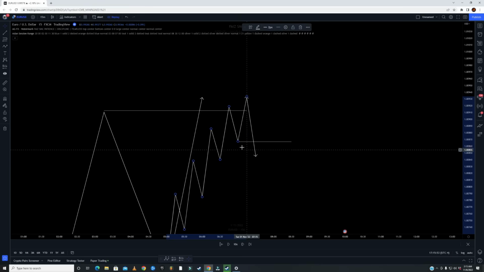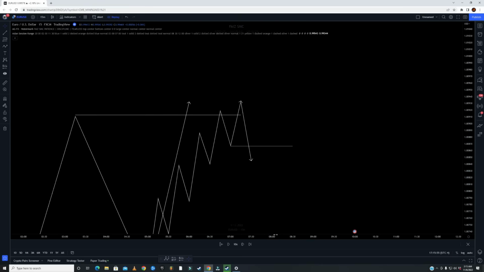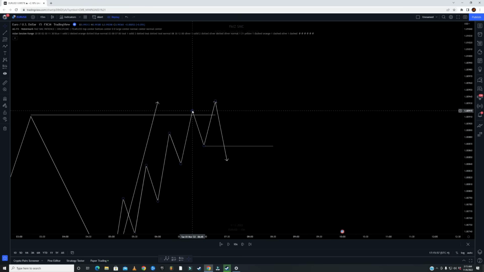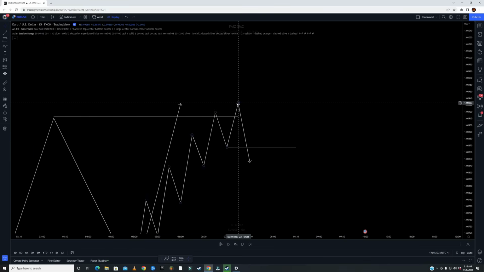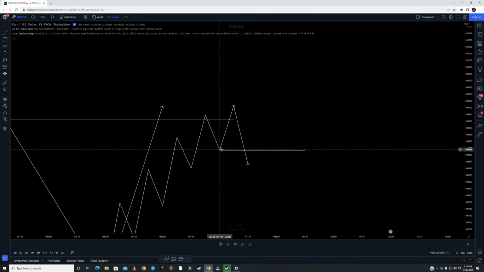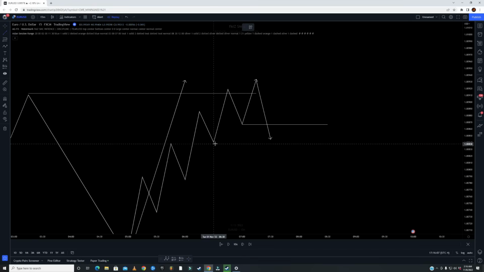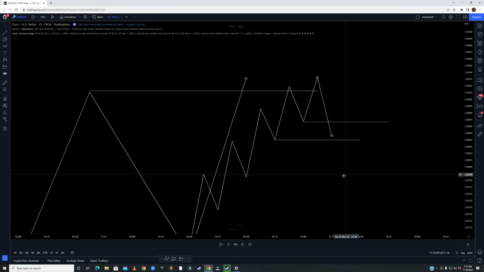This is not a valid structure. Why? Because it came back after taking out the liquidity, and then it made another high. For me, this is not the structure. I want to see a break of this structure that was created before the liquidity sweep.